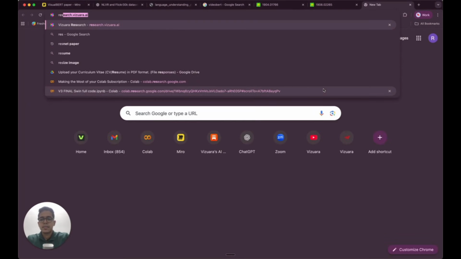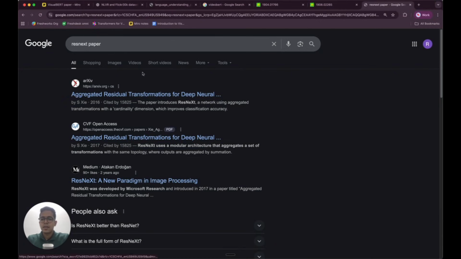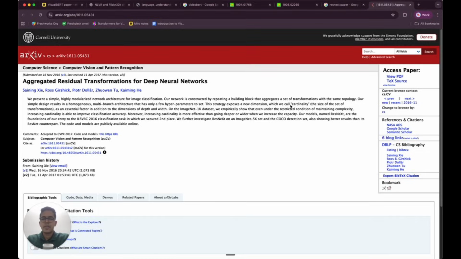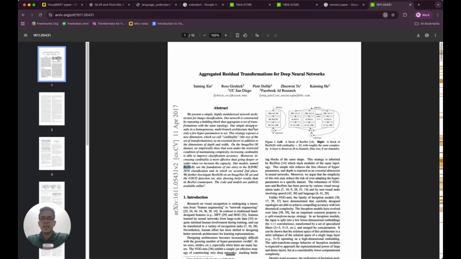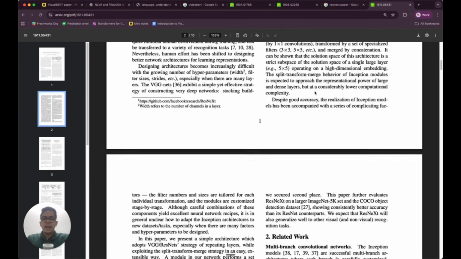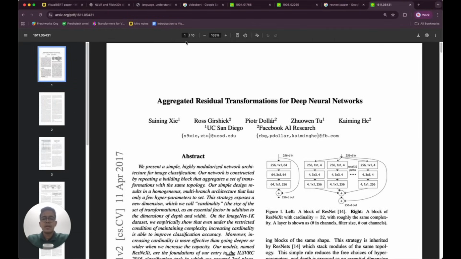So the ResNeXt paper is super famous. Almost 15,800 citations. So this is the one. I also hope to, at some point, do a review of this paper. But right now, I just want to show you this. I have no intention to properly walk through the paper.